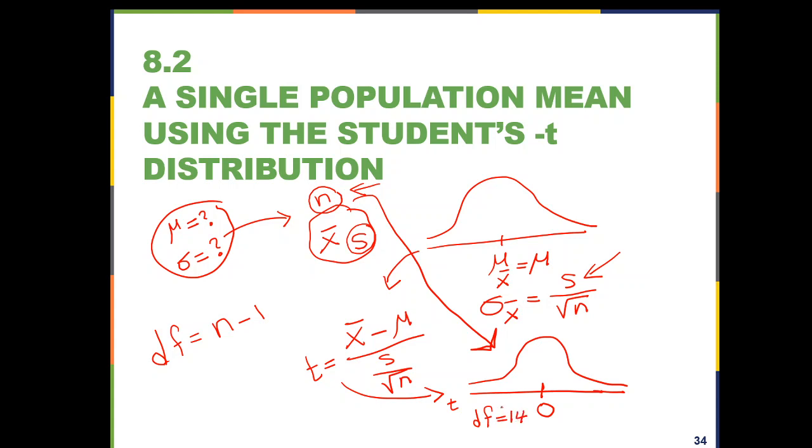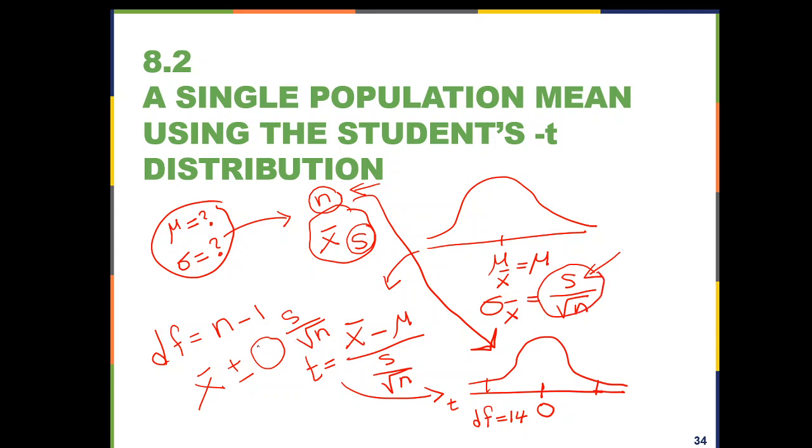Okay? So that's the idea we're going to use. So instead of using z to figure out how many standard deviations we have to go to the left and right of x bar, we have the same idea here, x bar plus and minus a certain number of standard deviations, and the standard deviation of x bar is given by that, right? So how many standard deviations?